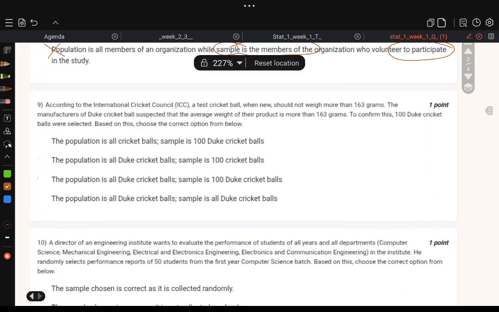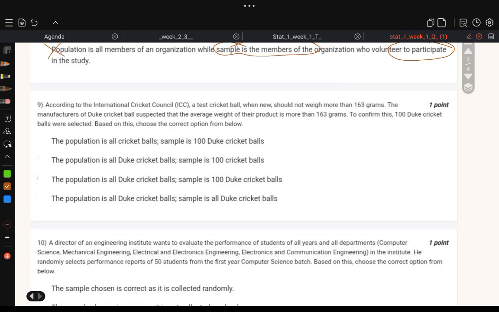According to the International Cricket Council, a test cricket ball when new should not weigh more than 136 gram, right? The manufacturer of Duke cricket balls suspected that the average weight of their product is more than 160 gram. To confirm, 100 Duke balls were selected. Based on this, choose the correct option.